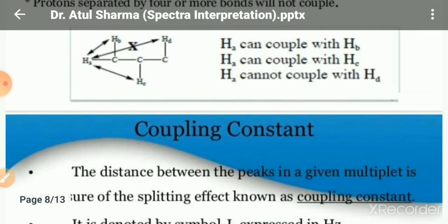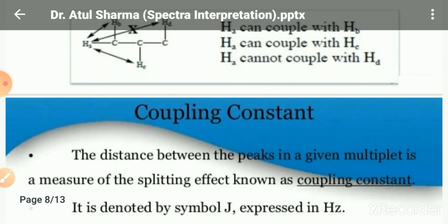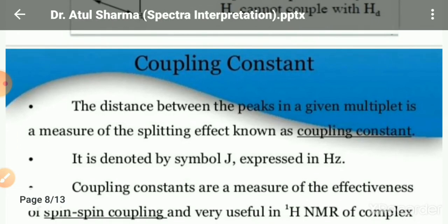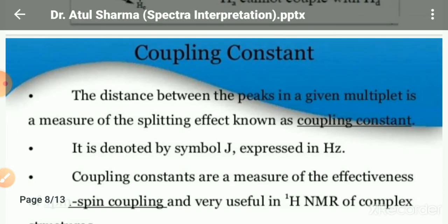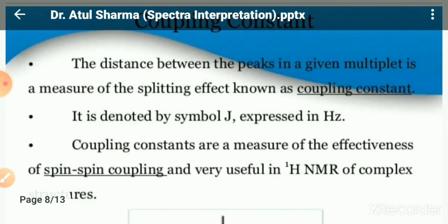Coupling constant. The distance between the peaks in a given multiplet is a measure of the splitting effect known as coupling constant. It is denoted by the symbol J, expressed in Hz. Coupling constants are a measure of the effectiveness of spin-spin coupling and are very useful in H NMR of complex structures.